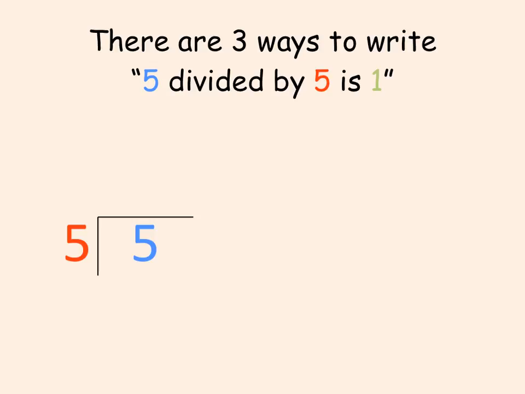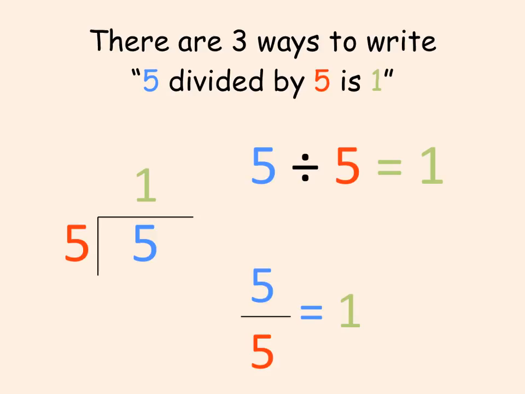There are 3 ways to write 5 divided by 5 is 1. There's one of them with a division box. Here's another one. 5 divided by 5 equals 1. And you can also put a 5 over a 5. A number over a number means dividing. 5 divided by 5 equals 1. 3 different ways of writing it. They all mean the same thing.